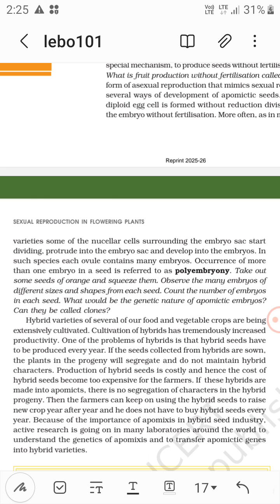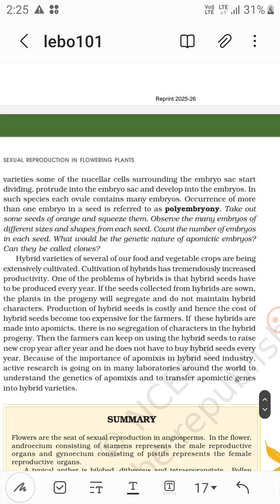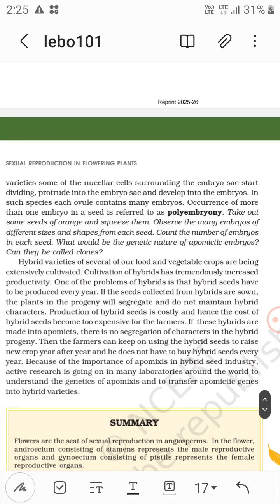In such species, each ovule contains many embryos. Occurrence of more than one embryo in a seed is termed polyembryony. Take out some seeds of orange and squeeze them. So this is polyembryony.